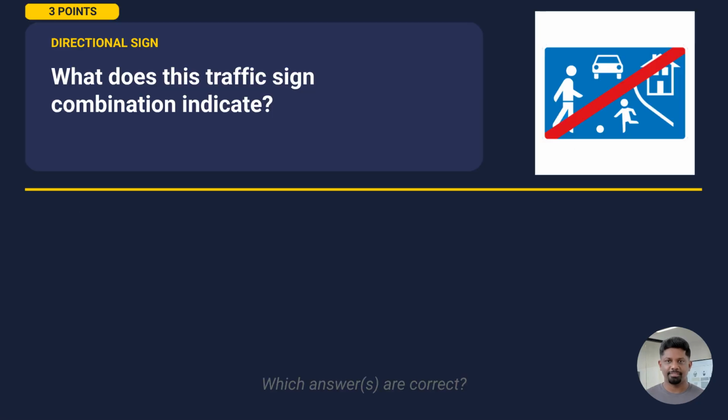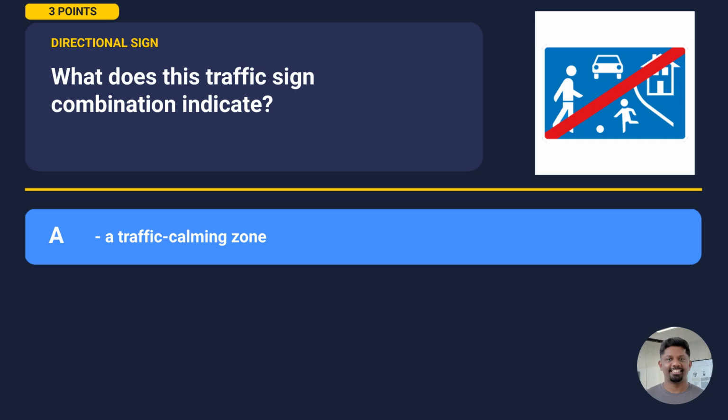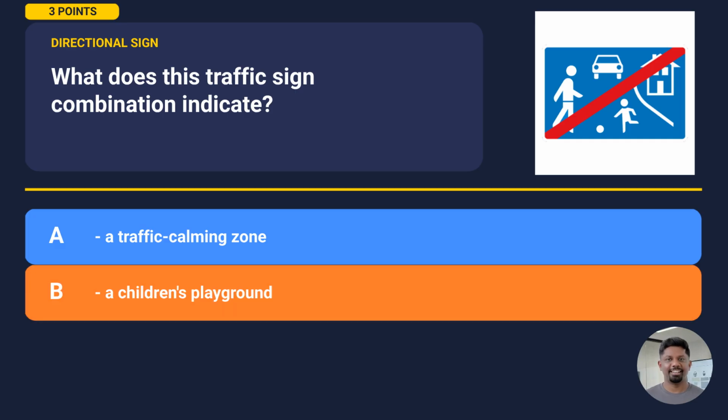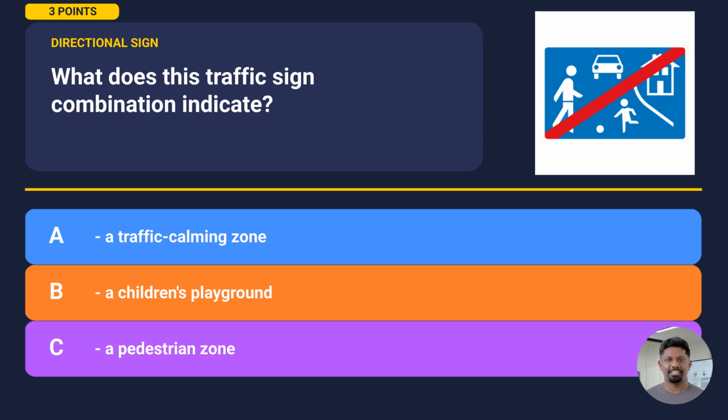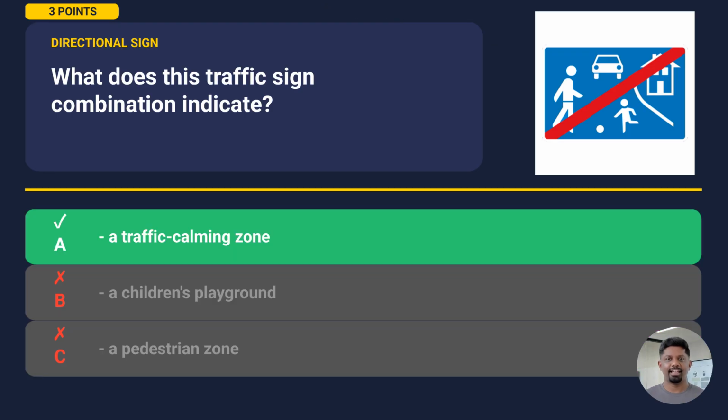Here comes the next one. What does this traffic sign combination indicate? Take a moment to look at the options. Option A, a traffic calming zone. Option B, a children's playground. Option C, a pedestrian zone. Pause the video here and take your time. When you've made your choice, hit play. The correct answer is A.